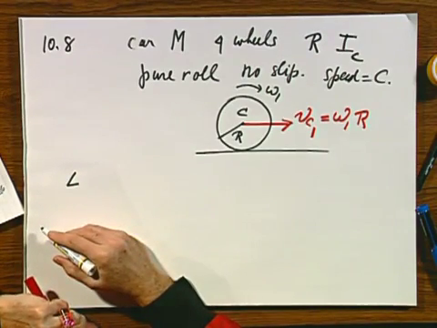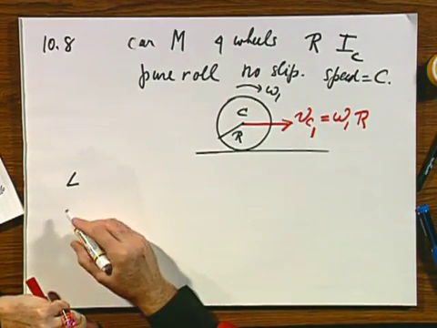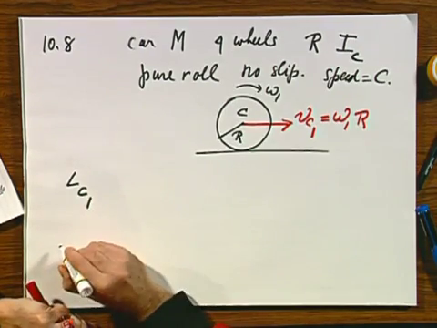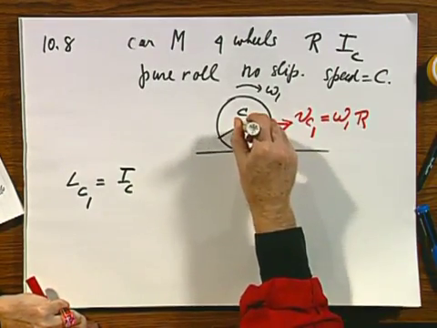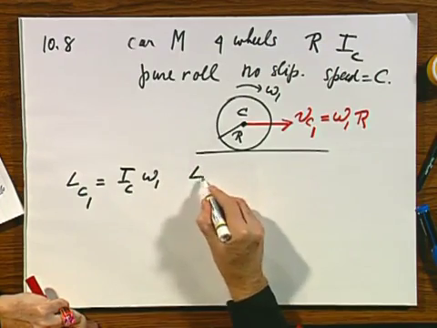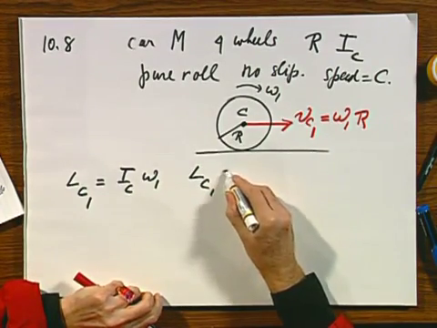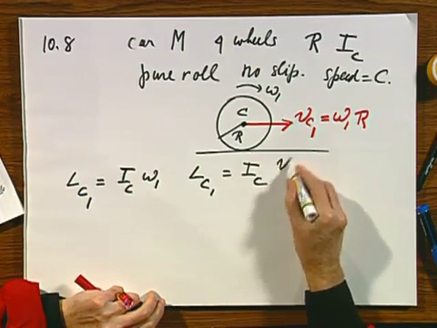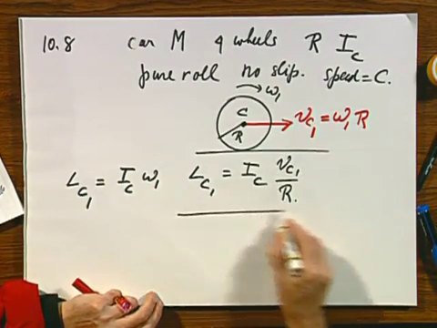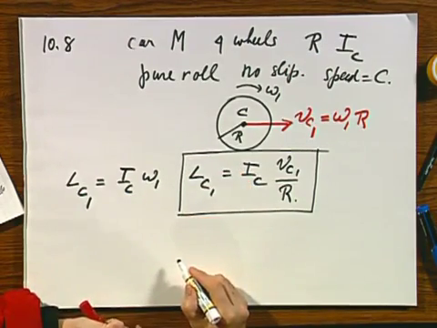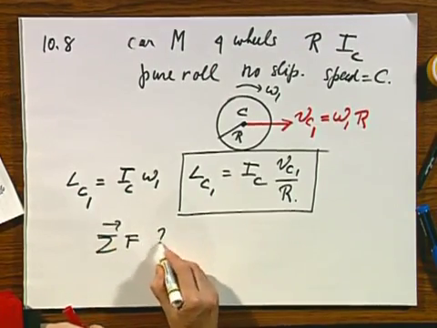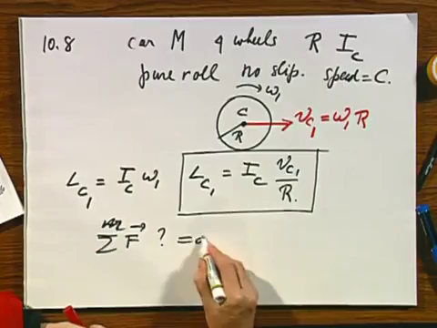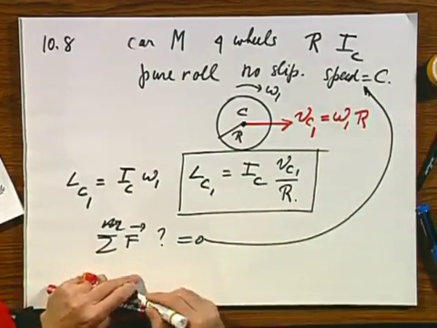What is the angular momentum about point C, and I refer to moment 1. That is I, the moment of inertia about point C, about this axis, times omega 1. And so L, at that moment in time, in the beginning, equals the moment of inertia times Vc1 divided by R. So that is not too difficult. What is the net force on this system? That must be 0 because the speed is constant. So there cannot possibly be a net force on this system.